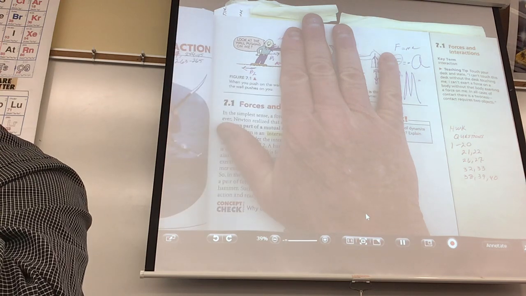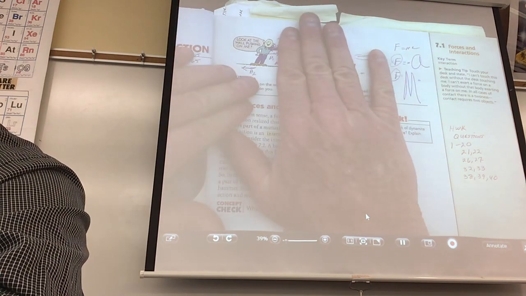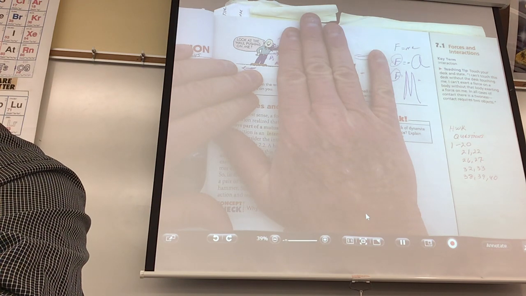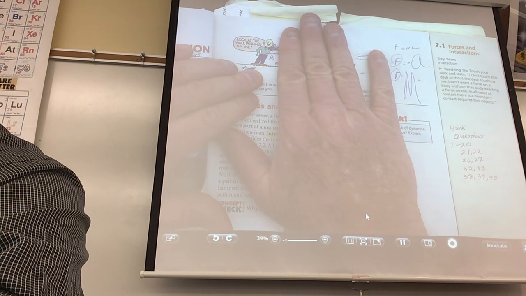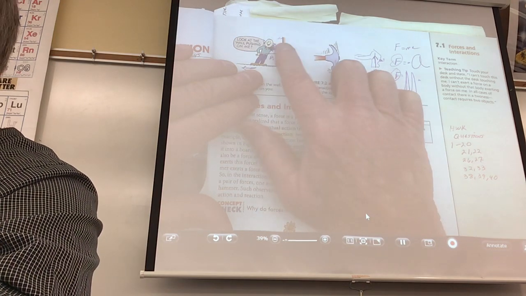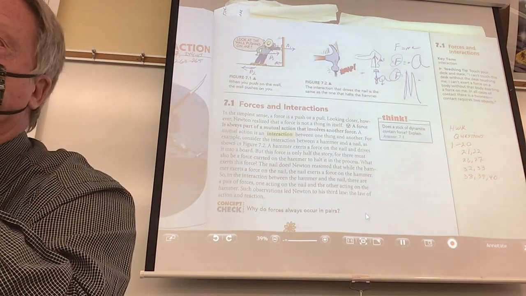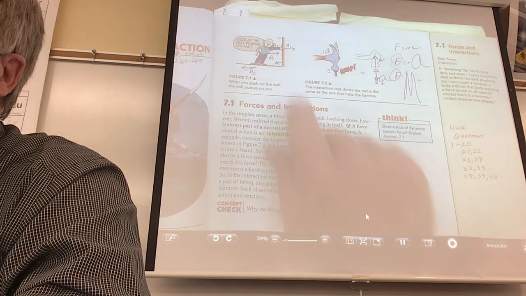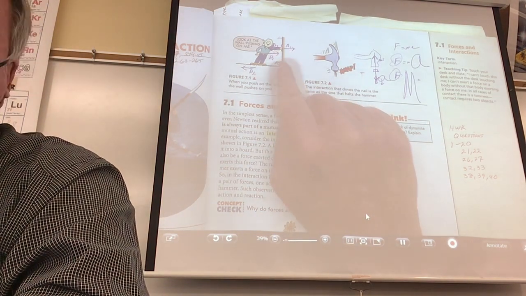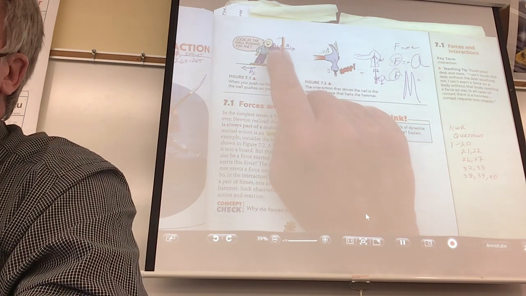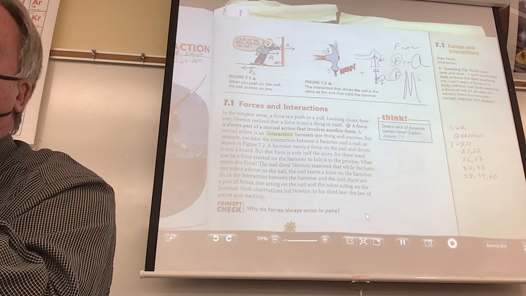Does A2 cancel out B1? Yes. Wait, where's A2? A1 can never cancel A2, because they never act on the same object. But can A2 be canceled by something like B1? I see A2. And that tells me why the dude doesn't go anywhere.